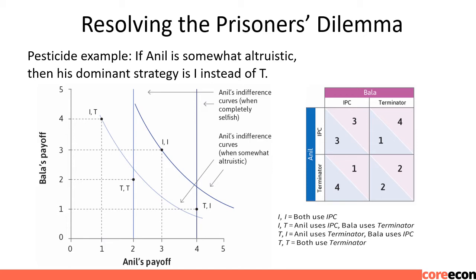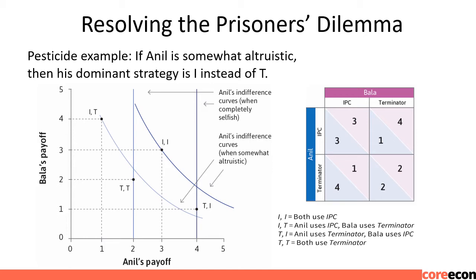If Anil does not care about Bala's well-being, his indifference curves are vertical, so Ti is his most preferred outcome. He prefers Ti to II, so should choose T if Bala chooses I. Ti is also preferable to TT, so Anil should choose T if Bala chooses T. If Anil is completely selfish, T is unambiguously his best choice.